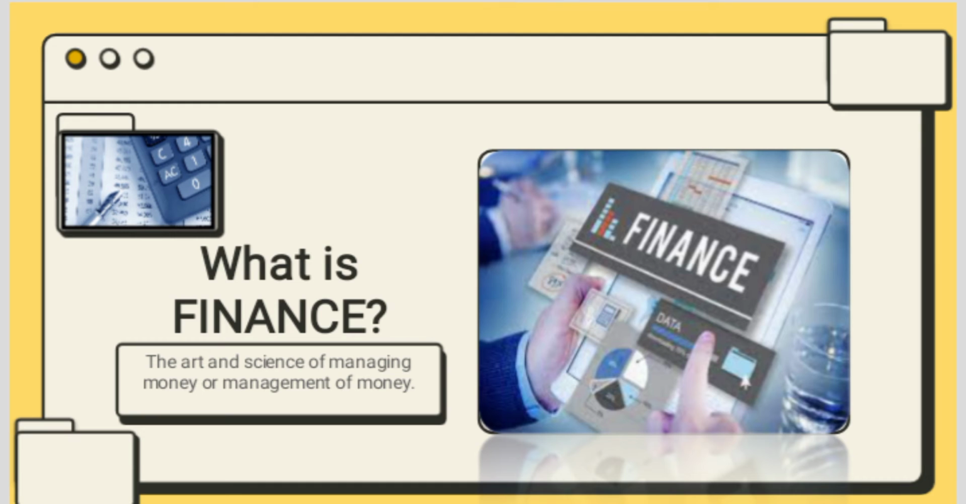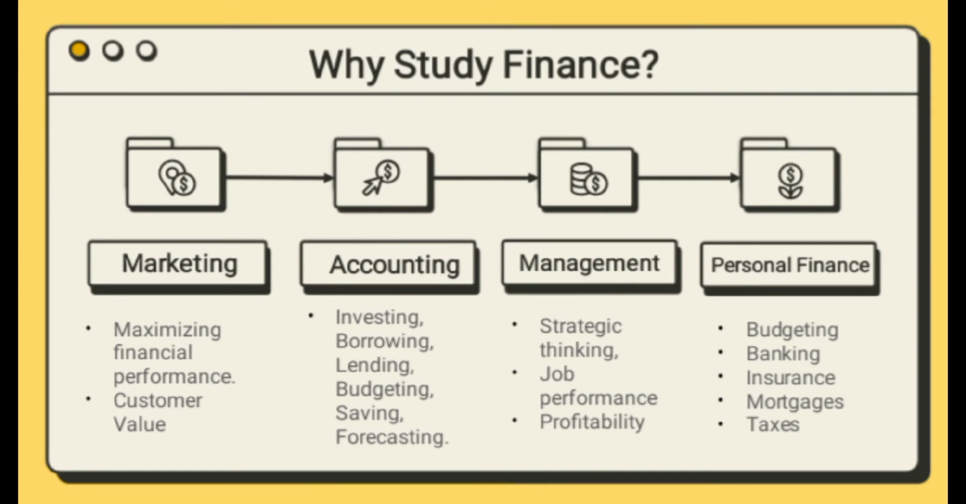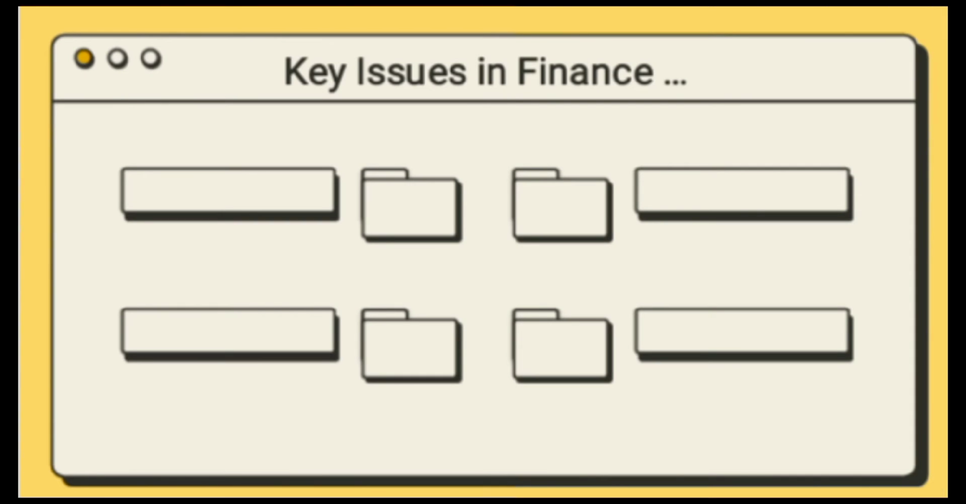To further understand what finance is, the next presenter will explain why we need to study finance and the different issues of finance. Why study finance? It is the study of how to raise money and invest it properly and productively, since individuals, businesses, and government entities all need funding to operate. The finance field includes four main subcategories, which are marketing, accounting, management, and personal finance.